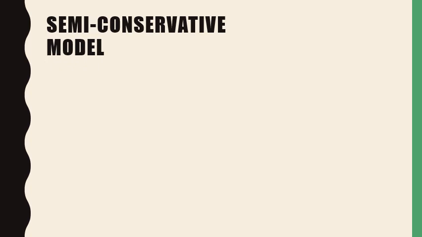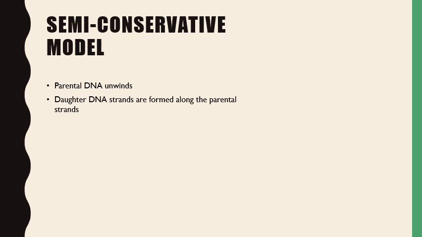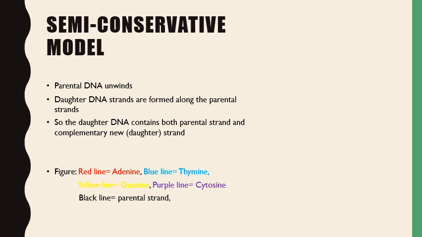So starting from the semi-conservative model for DNA replication. First of all, here is the picture. You can see here is the DNA. These are two strands. For ease of understanding, I didn't show the coiling. These are two strands of DNA, and these are the base pairs. Like here is mentioned, red is showing adenine, blue is thymine, yellow is guanine, and purple is showing cytosine. So these base pairs are arranged in a complementary manner.